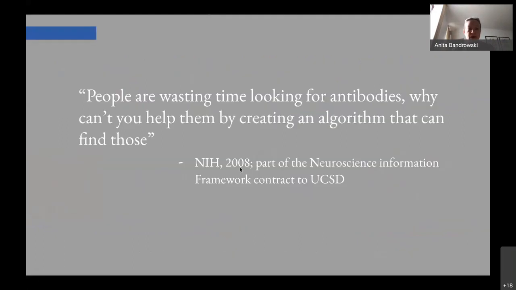Okay, so the NIH circa 2008 had, as basically part of the Neuroscience Information Framework contract to UCSD, in which I participated in the fulfillment of that contract, said something to the extent of, and this is not the actual contract language, that people are essentially wasting a lot of time looking for antibodies. Why can't you help them by just creating an algorithm that can do that for them? It's such a mundane, easy, trivial task. Why not just get a robot to do it for them?